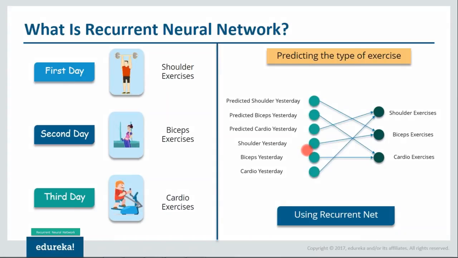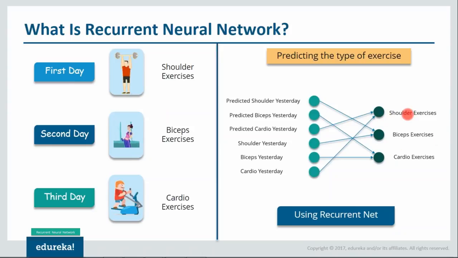We'll go one timestamp back and we'll feed in what exercise happened the day before yesterday. So if the exercise that happened the day before yesterday was shoulder, then yesterday there were biceps exercises. Similarly, if biceps happened the day before yesterday, then yesterday would have been cardio exercises. Similarly, if cardio happened the day before yesterday, yesterday would have been shoulder exercises.